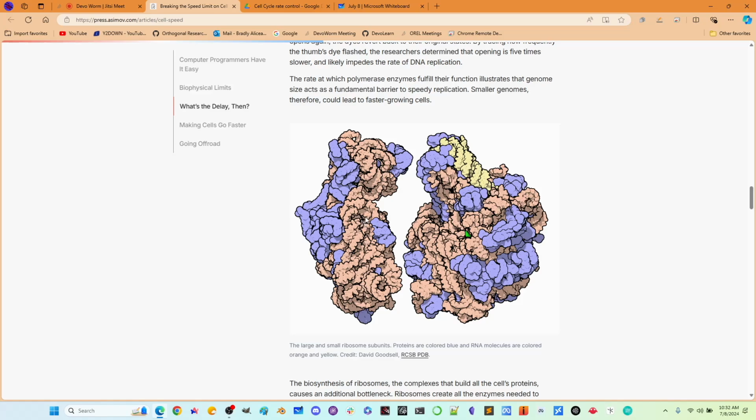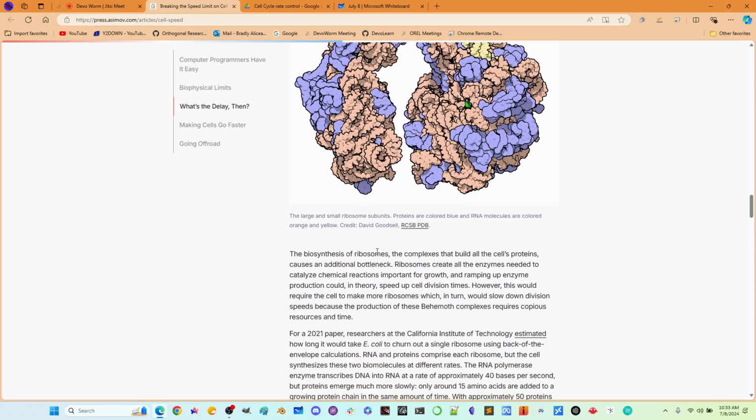But ribosomes have a certain rate that they can translate things. It's like feeding things into a paper shredder, or feeding things into a tape machine. You can't overload it with stuff. So there's this whole literature on the speed of ribosomes, and that's where your other constraint comes in. So the biosynthesis of ribosomes, the complexes that build all the cell's proteins, causes an additional bottleneck. Ribosomes create all the enzymes needed to catalyze chemical reactions important for growth, and ramping up enzyme production could, in theory, speed up cell division times.